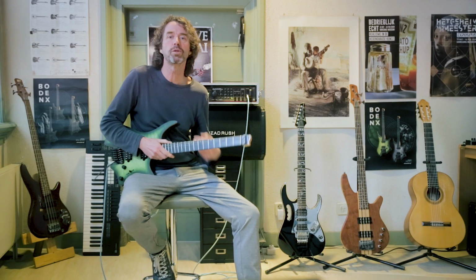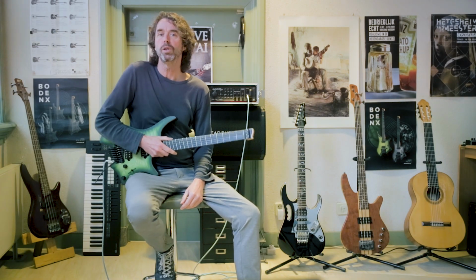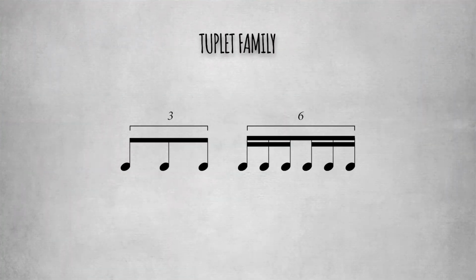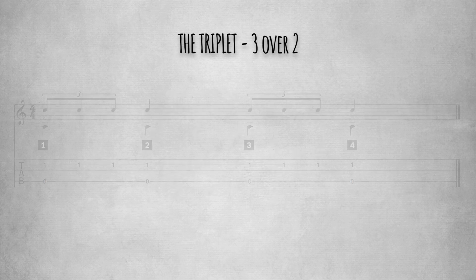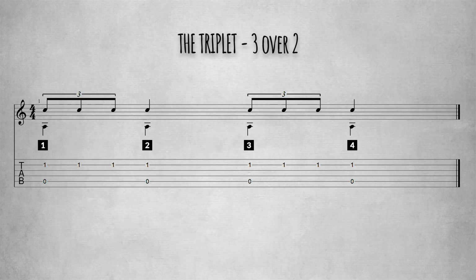A triplet and a sextuplet occupy a special place in music, and they are widely used especially in jazz and blues. They belong to the so-called tuplet family. A triplet is also a 3/2 rhythm, just like the Hemiola, but now over 1 beat. 1 beat is now divided into 3 equal parts. Here the quarter note is divided into 3 8th notes. It's notated as 3 8th notes indicated by a number 3.